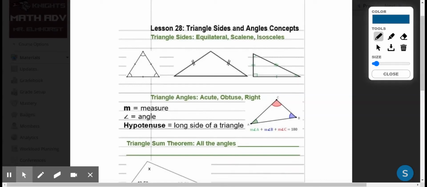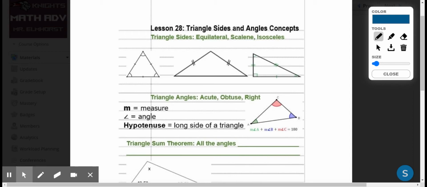Hey guys, this lesson is going to be about triangles, size, and angle concepts. It's actually going to go through three different things. First, we're going to be identifying what triangles we have. Then we're going to look at the angle rule, so it's the triangle sum theorem. And then we're also going to look at the sides of a triangle.